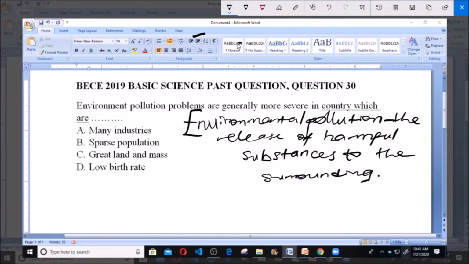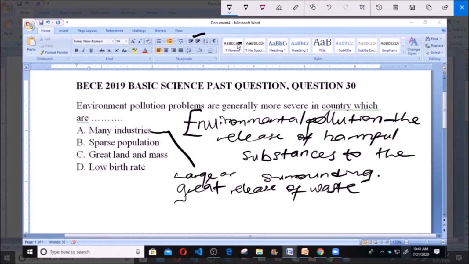in countries which are what now? A says many industries. Now in a country where there are many industries, what do you think will happen? There will be a large release of waste. And you know that definitely this waste will lead to pollution. Examples of this waste include gases like carbon dioxide, sulfur oxide, CO2, SO2, all these gases. They will lead to pollution.